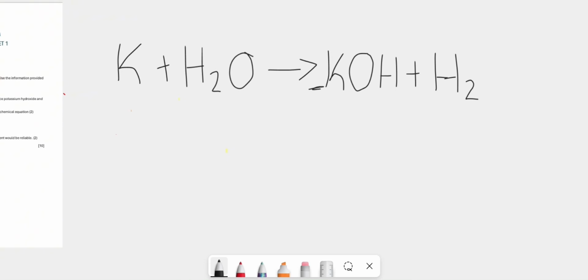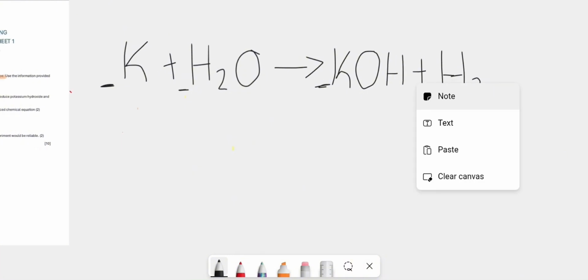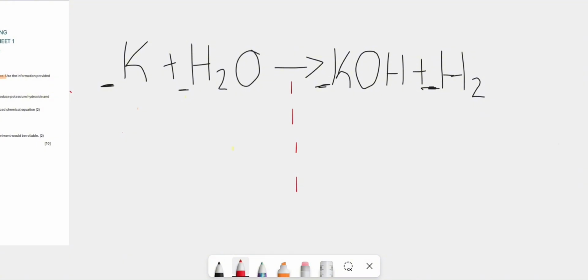When they're asking you to balance something, please make sure that there is space to put numbers in front of your substances. What I mean by that is please make sure there's enough space between your chemical formulas. So if we look at that, make sure you have space. And then you can either do a solid line or a line that breaks. I prefer the line that breaks because that's basically how I've been doing it.